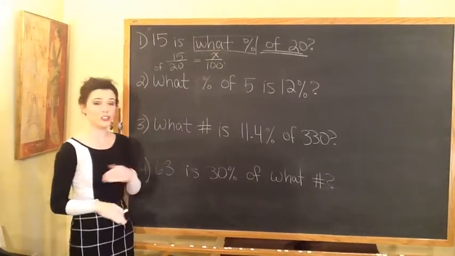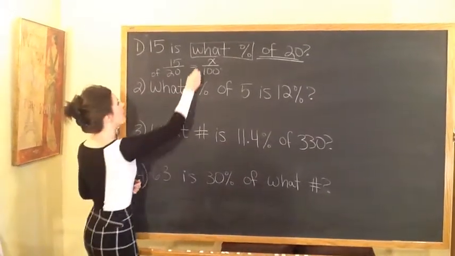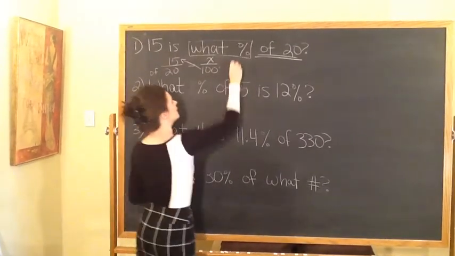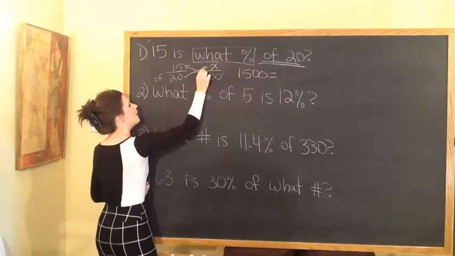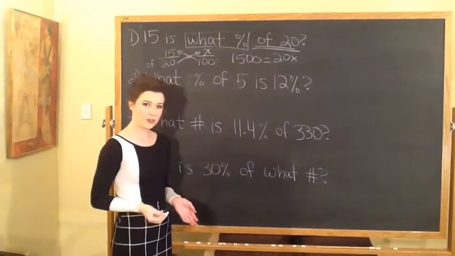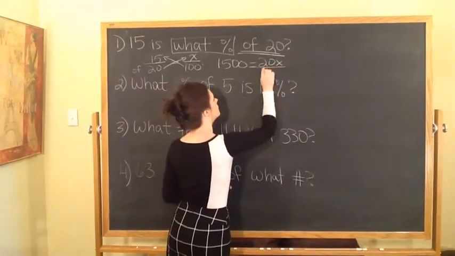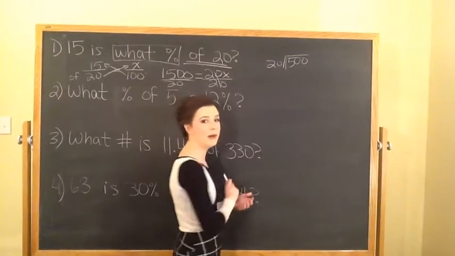I'm going to do cross multiplication to solve for our missing variable, just like we did before. So we have 100 times 15, which gives us 1,500, equals 20 times x, which is 20x. Now let's solve for our missing variable by dividing. We have to divide by 20, divide by 20. So we have 1,500 divided by 20.